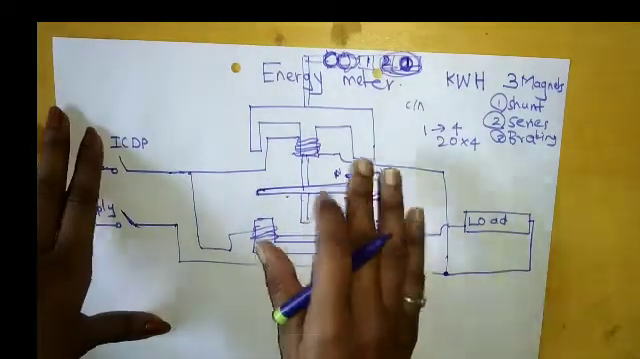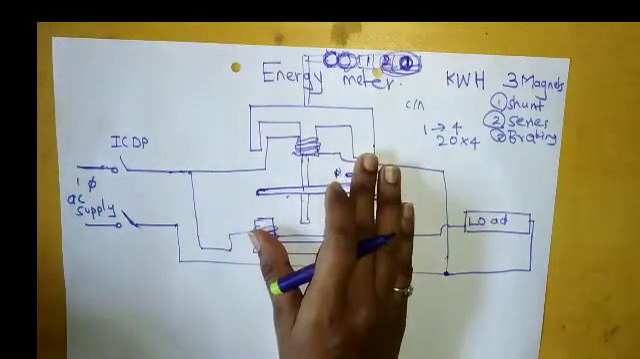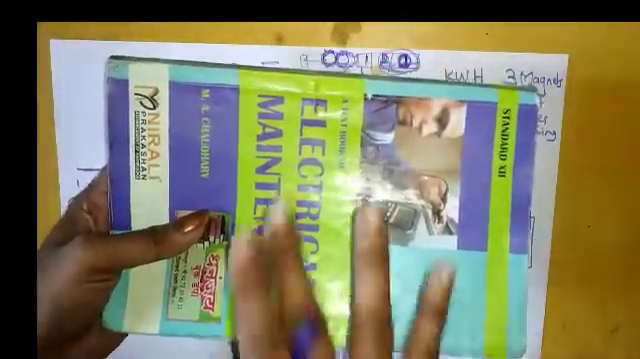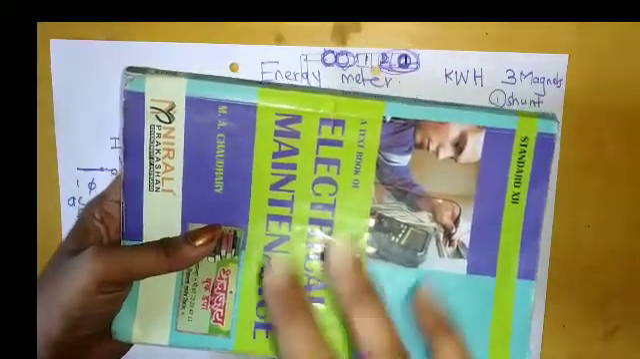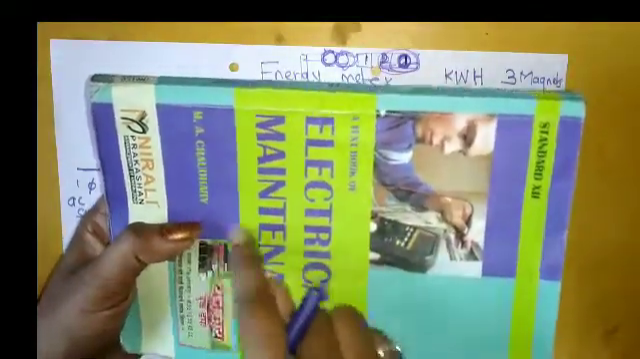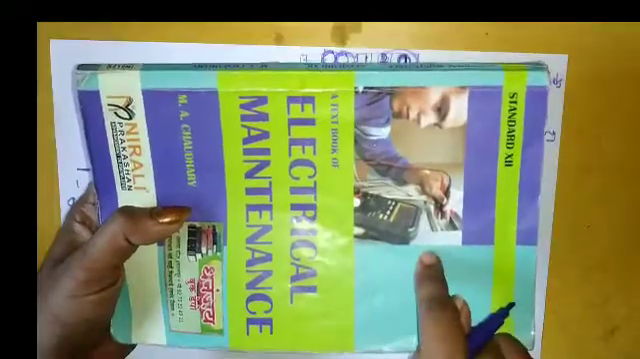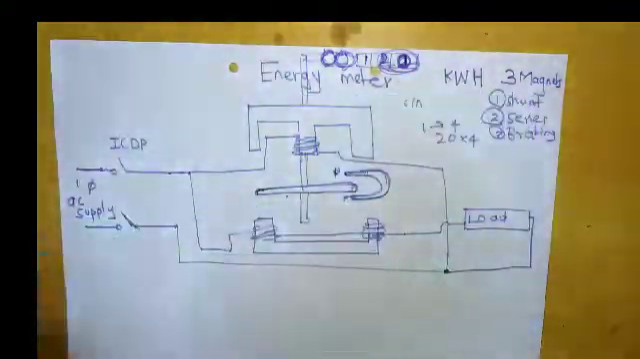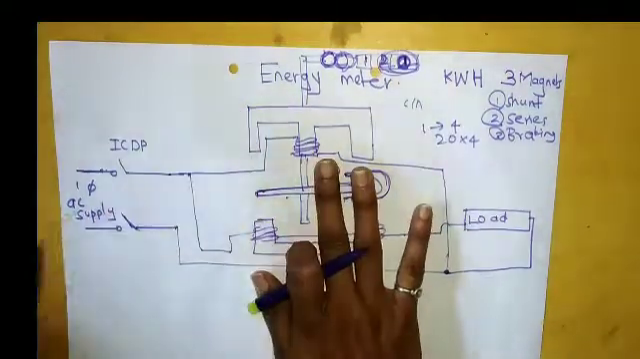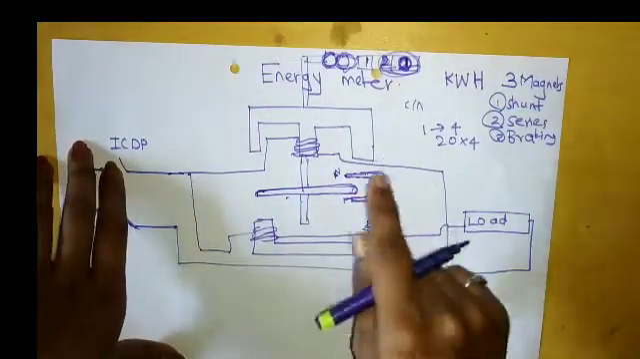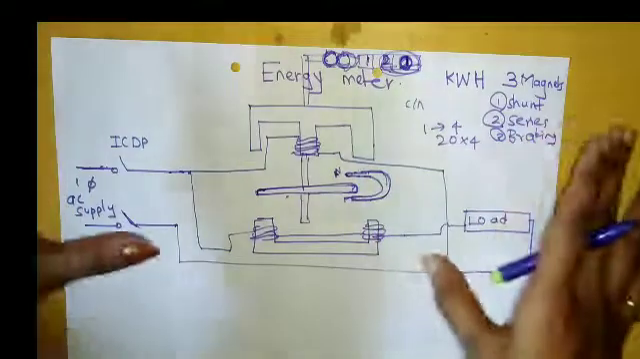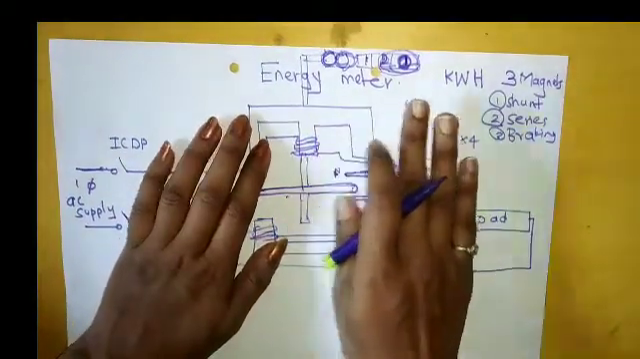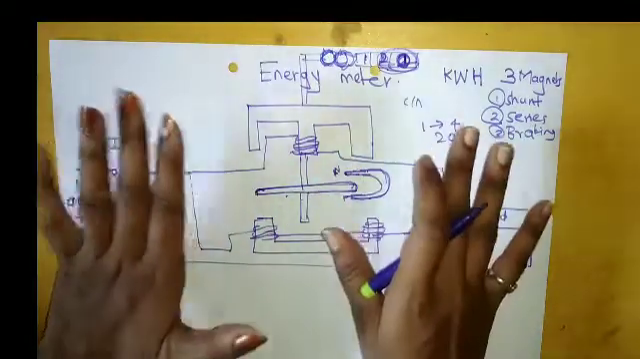To minimize it, what we have to do, if this is our disc, and here there are two magnets, shunt and series, we have to drill some small holes in the disc. Then what will happen, it will not cut flux, right? So this is one error. The second error is due to temperature. If the surrounding temperature changes, then error may happen in our energy meter.